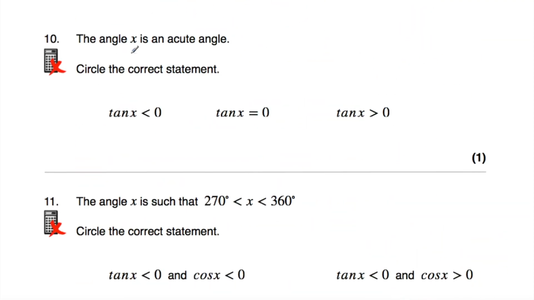Question number 10 says the angle x is an acute angle. So that means that it's between 0 and 90 degrees. And we've been asked to circle the correct statement: the tan of x is less than 0, the tan of x is equal to 0, or the tan of x is greater than 0. So is it negative, 0, or positive?